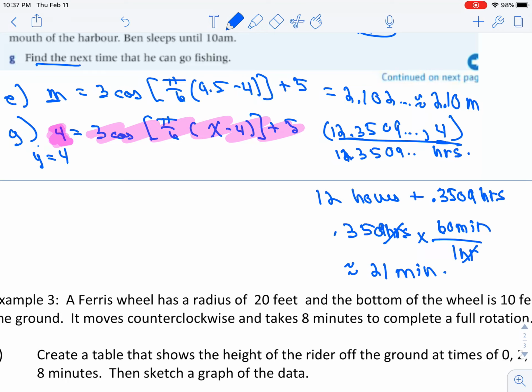So that means that the clock time would be 12:21 p.m., right? Because it's afternoon. And that is it for example 2.